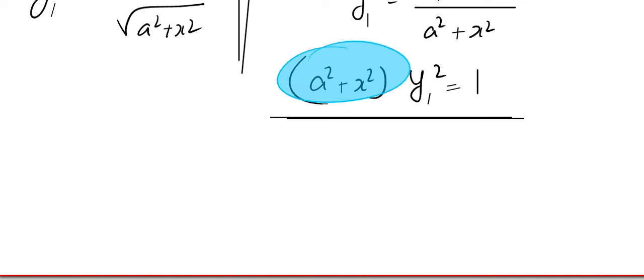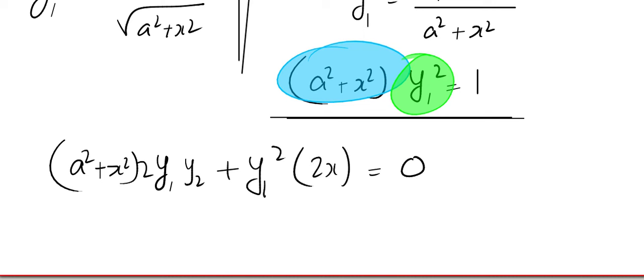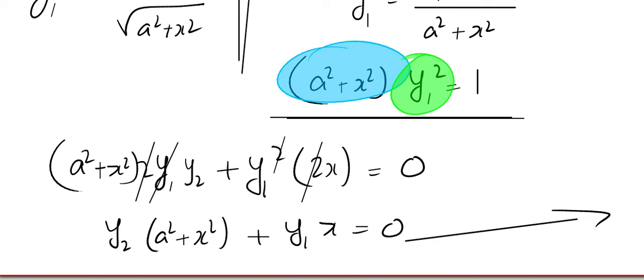So let's go for our colors. Okay, so a square plus x square into 2 y1 y2 plus y1 square into 2x is equal to 0. Now divide throughout by 2 into y1, and you will get the expression. Now apply and enjoy. So that's it.